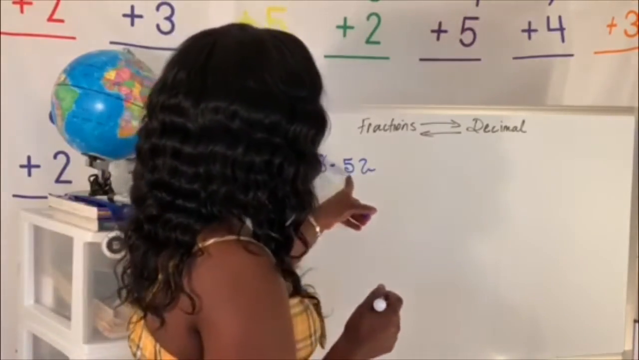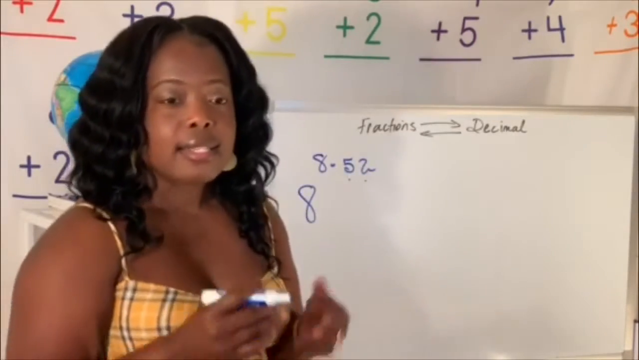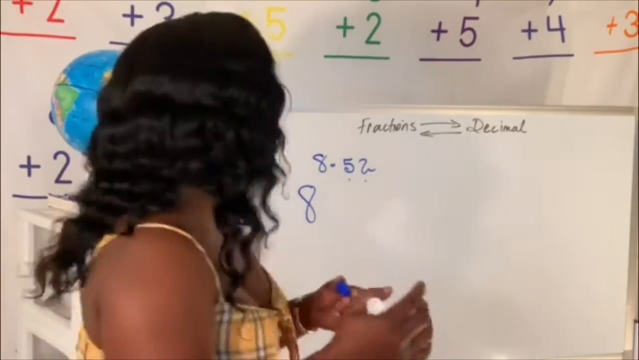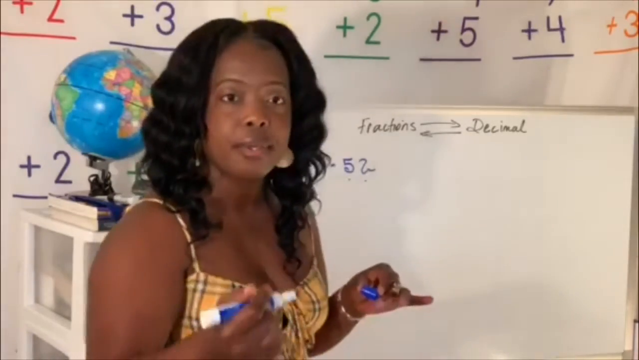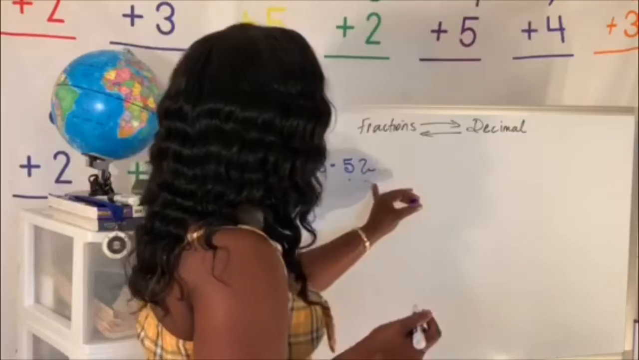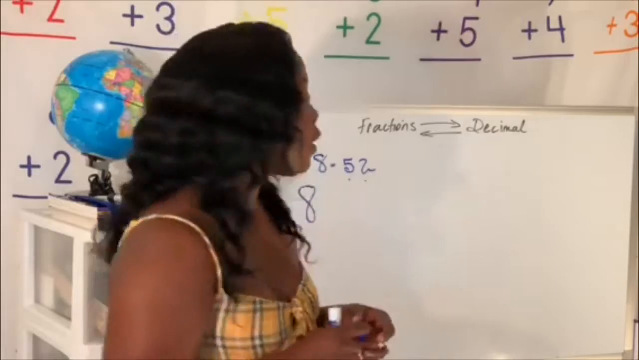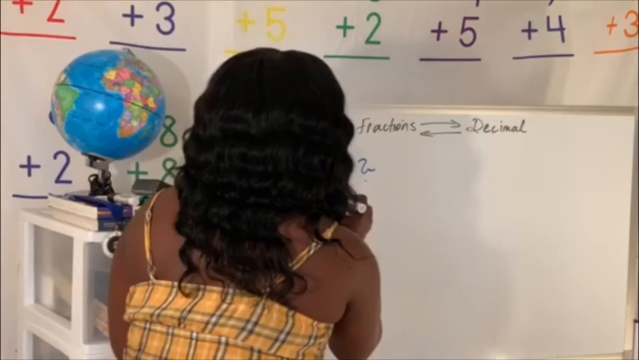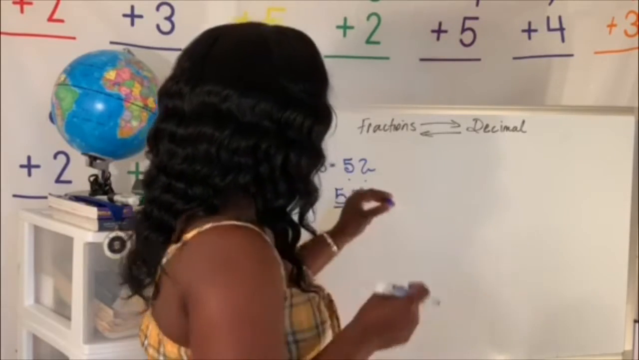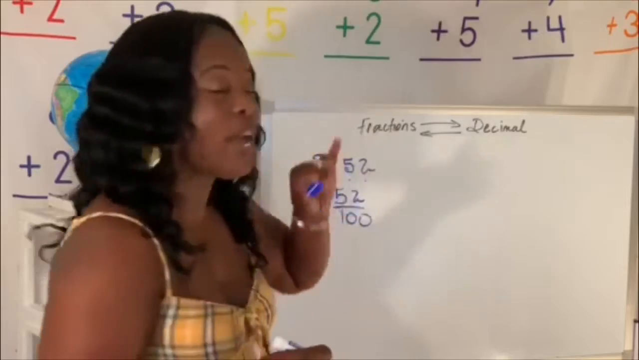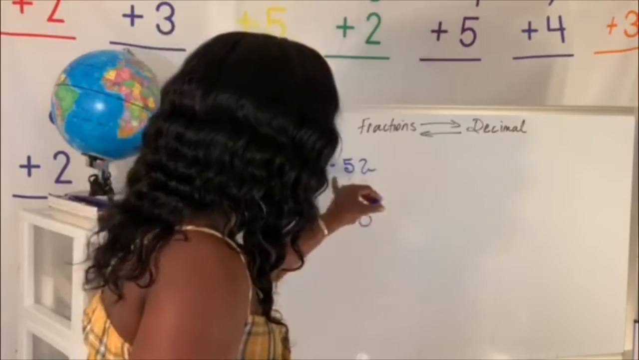So here we have 0.52. If you notice, we have 2 decimal places. Typically, whenever we have 2 decimal places, it means that we have a number in the 10th position and a number in the 100th position. So since we have a number in the 100th position, we're now going to make 100 our denominator. So now we will have 8 and 52 over 100. And again, the reason why we have 100 is because the number farthest away from the decimal is in the 100th position, so we have to put whatever the decimal portion is over 100.